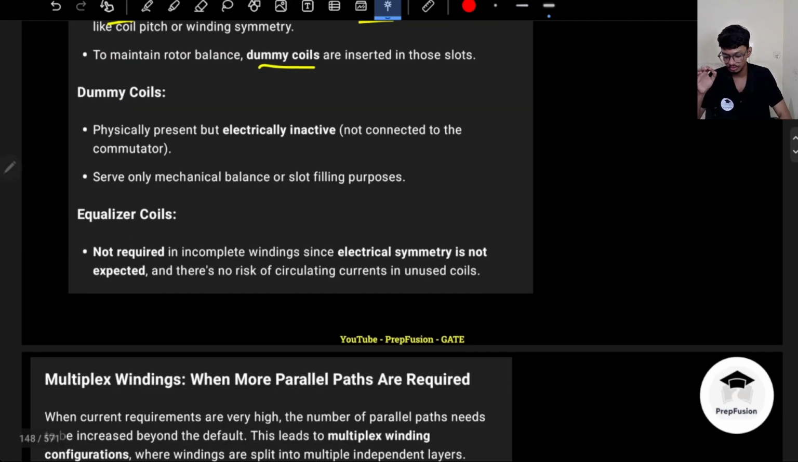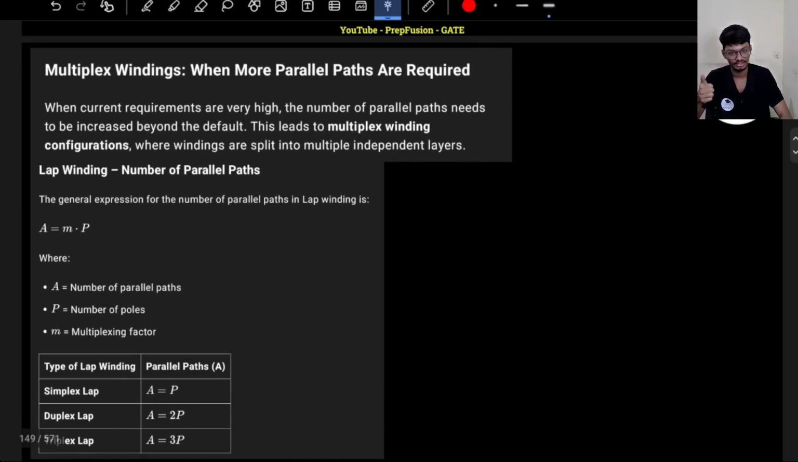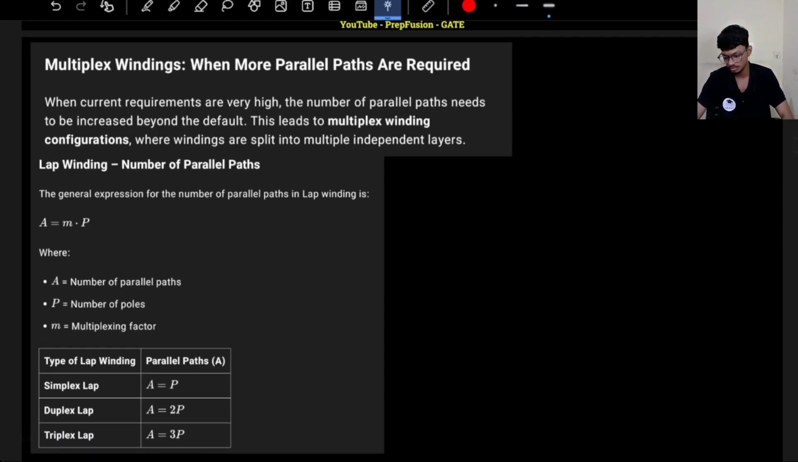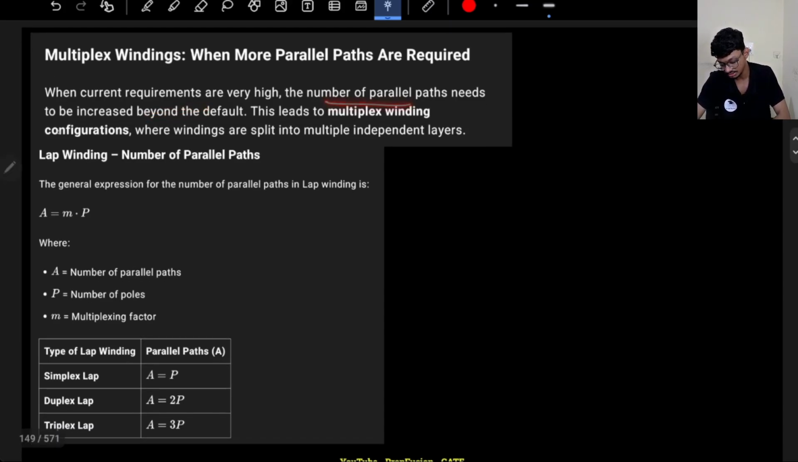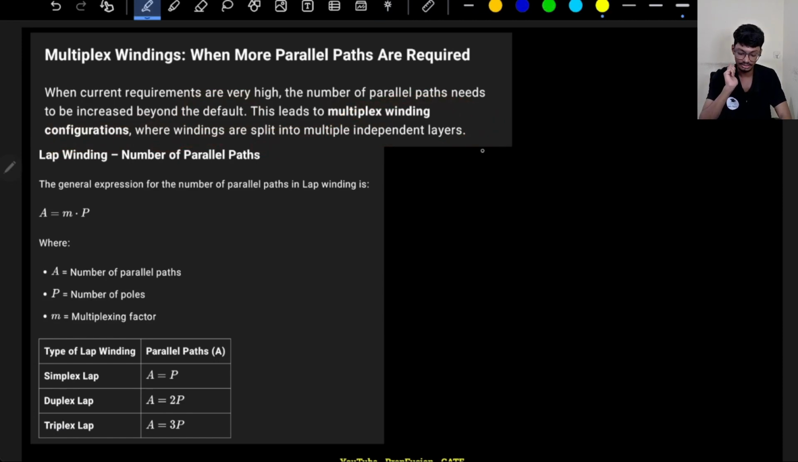One more thing is there about multiplex winding. What is multiplex winding? If I need more number of parallel paths, when current requirements are very high, the number of parallel paths needs to be increased beyond the default. This leads to multiplex winding configuration, where windings are split into multiple independent layers. So now the number of layers has been increased. I told you, right, double layer, single layer winding. So in each slot, the number of coil sides will increase.